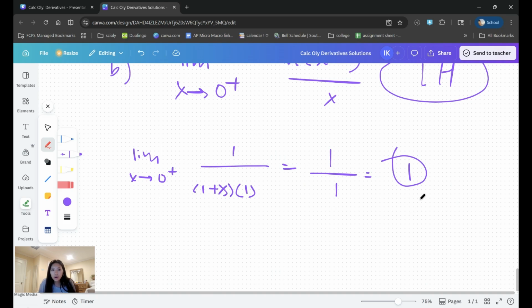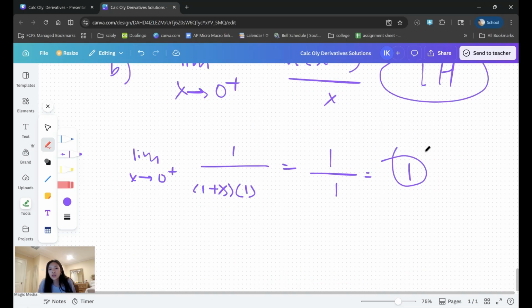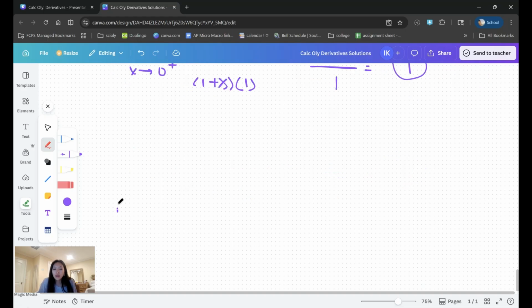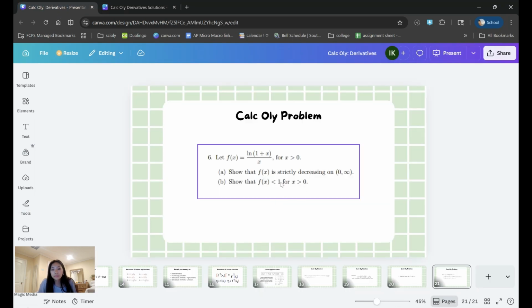Okay, and so from part A, since we know that f of x is always decreasing for all positive values of x, and since we know that the limit of f of x as x approaches 0 is equal to 1, we know that f of x is less than 1, but f of x is greater than 0. And that's how we can prove this part.